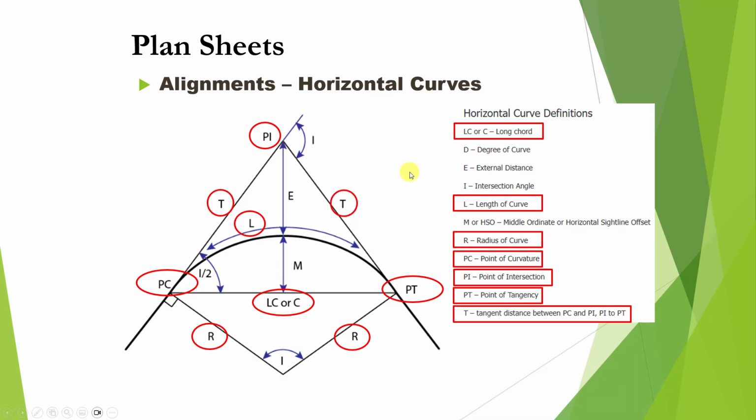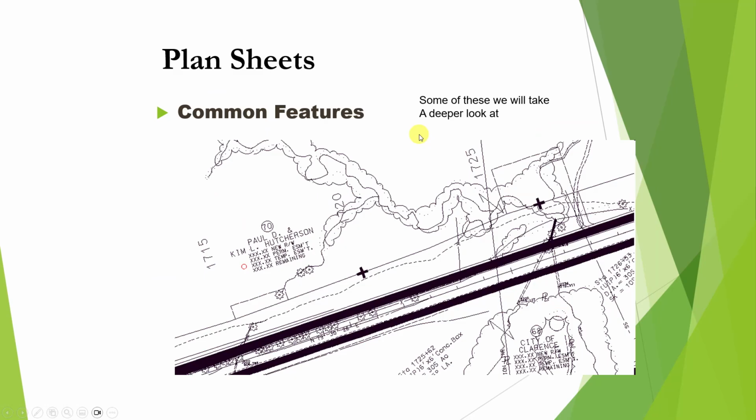And then you have the tangent distance between the PC, PI, and the PI to PT. Okay, so that's basically the nomenclature of a curve, and the intersection angle. My bad, forgot that. So some common features that you see, and some of these we'll look closer at, but here's stationing again.